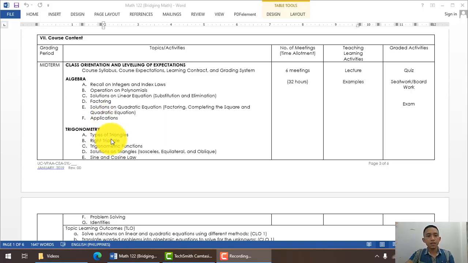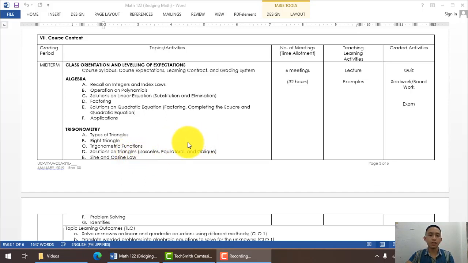Trigonometry. Types of triangle, we will be again recalling. Actually, this is a recall because you have this in your high school. What are the types of your triangle? And then we will now focus much of our time on your right triangle, because that is where we will be having your trigonometric functions. Your trigonometric functions sine, cosine, tangent, which are also introduced in your high school. So we will be having your solutions on triangles, and we will be dealing with these types of triangles, how we will solve parts of these triangles.